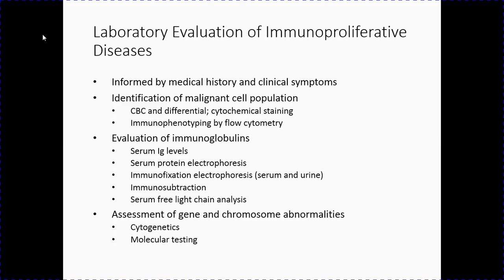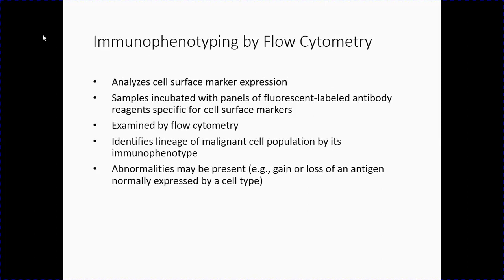So we're going to evaluate the immunoglobulin status. We're going to look at the serum immunoglobulins. We're going to look at protein electrophoresis to see if we're producing monoclonal immunoglobulin populations. We may do IFE in both serum and urine. We're going to do something called immunosubtraction. And then we can look at some free light chain analyses as well. We might do some cytogenetics or molecular testing to assess the gene and chromosomal abnormalities of the patient.